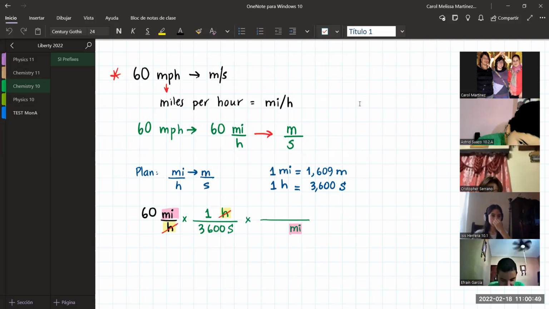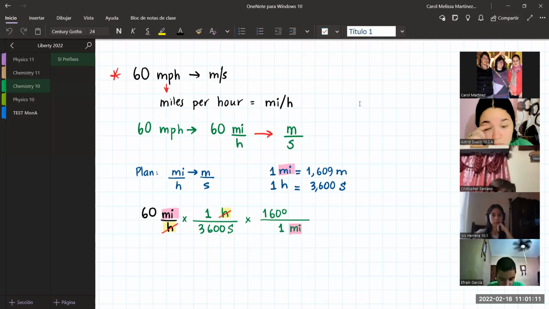1,609. What number is next to mile? 1. 1 mile. The number that is next to mile is just 1, okay? So that's the number that you write in here, 1 mile. And in the other part, you're going to write the rest of the conversion factor, that is 1,609 meters. With this, you get rid of miles with miles.